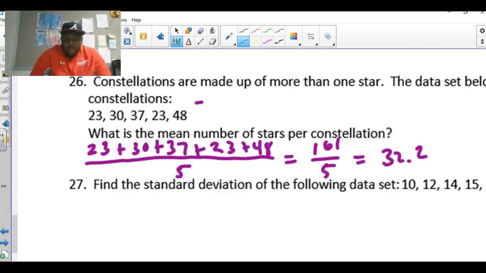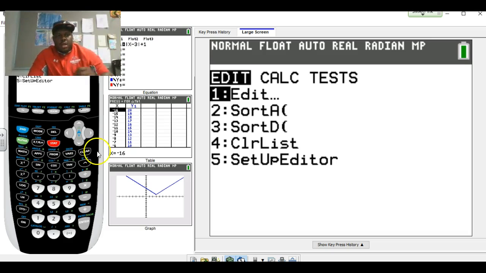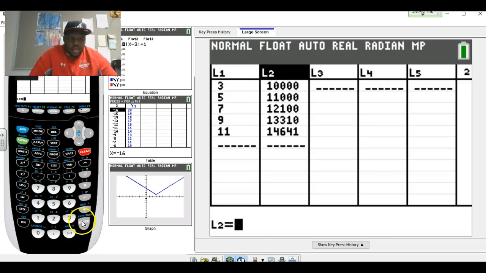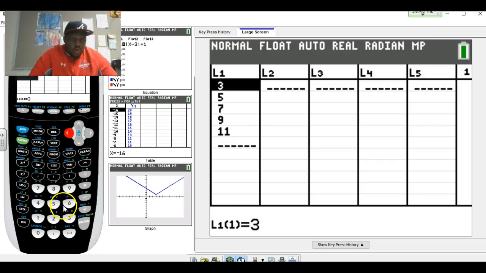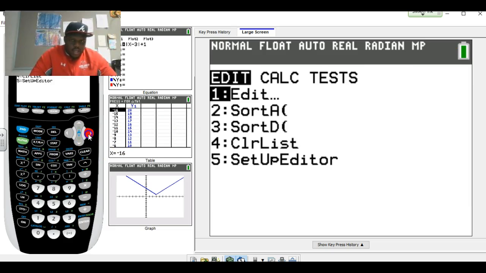The other way I wanted to show you was with the calculator. If you go to your calculator and you press stat, and let's see here, edit. And then we're going to clear our list 2 out. We don't need it at this time. But if I go over here to list 1 and I enter those numbers in, 23, 30, 37, 23, and 48.